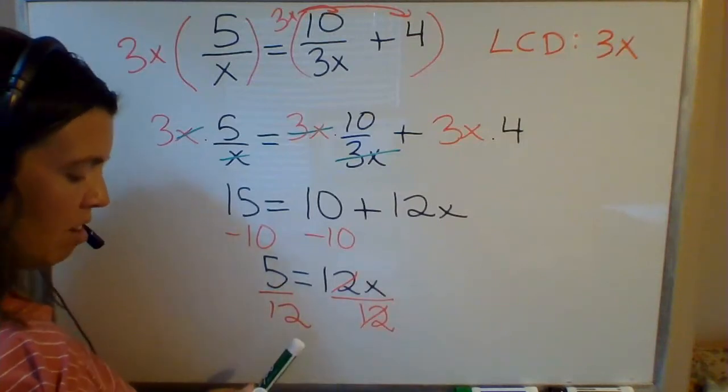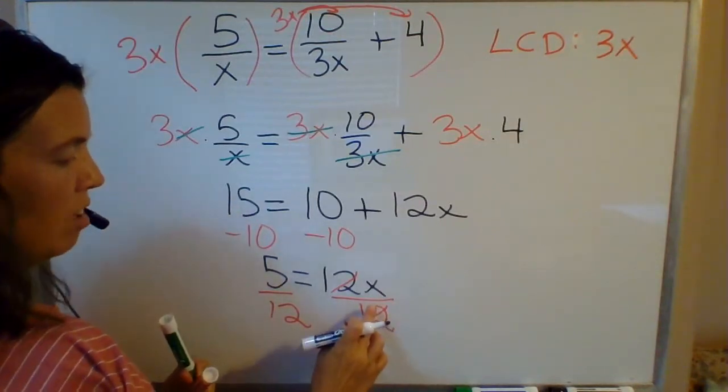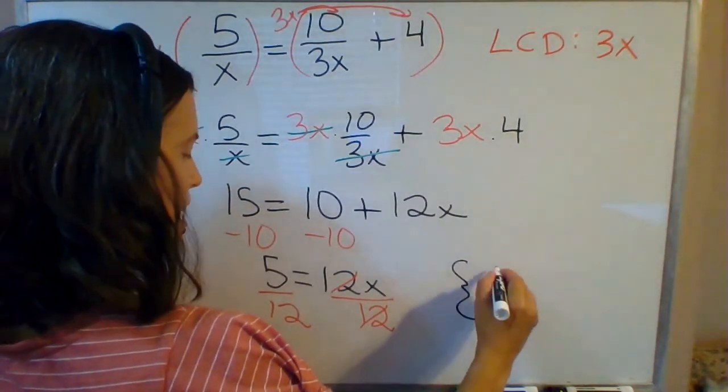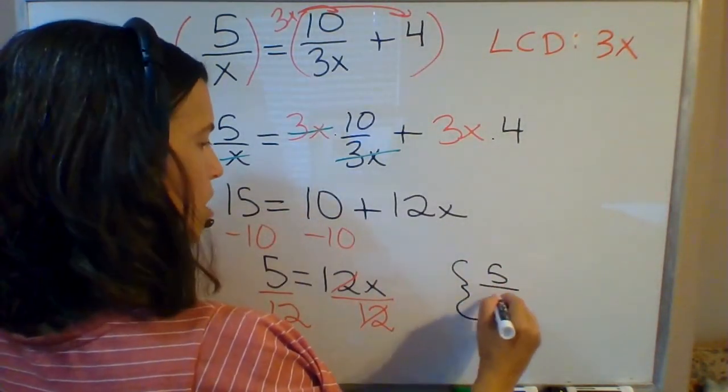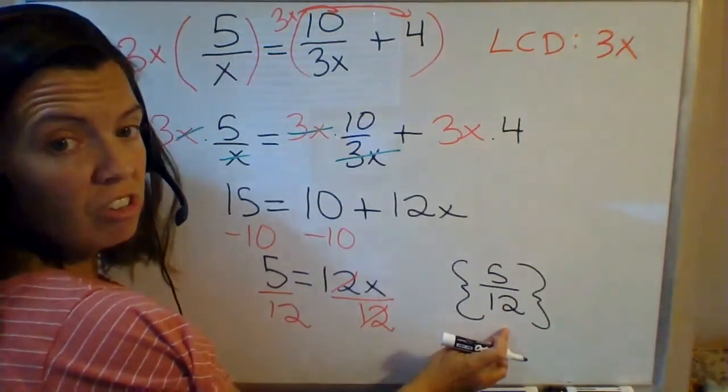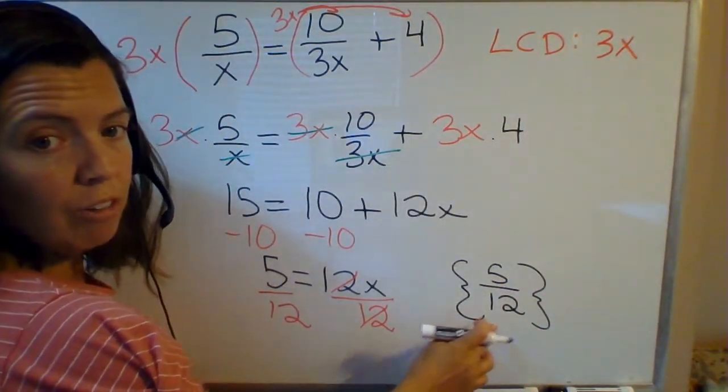Now I've got x by itself. And so there's my solution. x equals 5/12. So you may see your solution set written like this with little curly brackets. For the set notation, the solution set is just the single value 5/12.